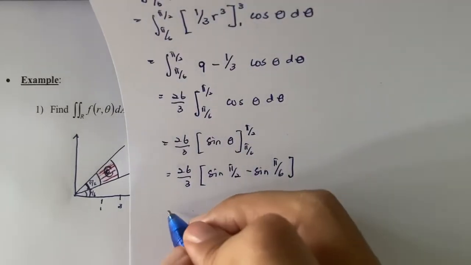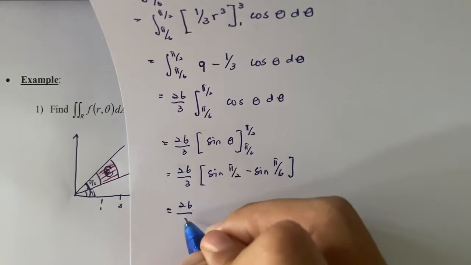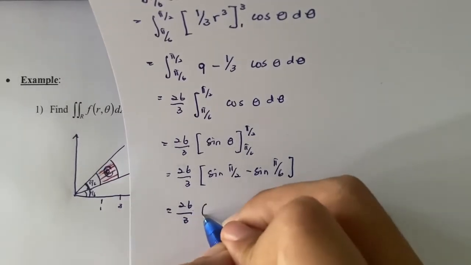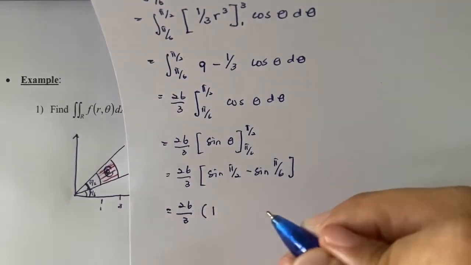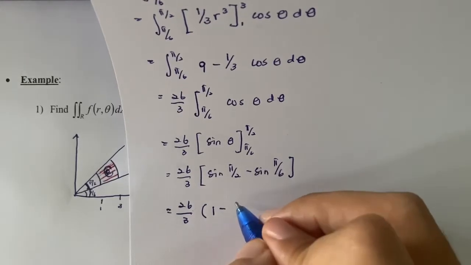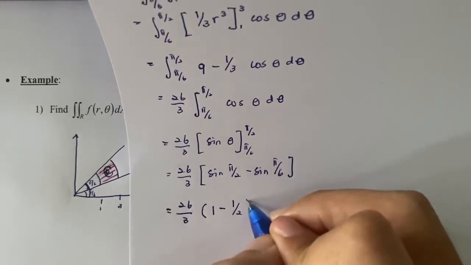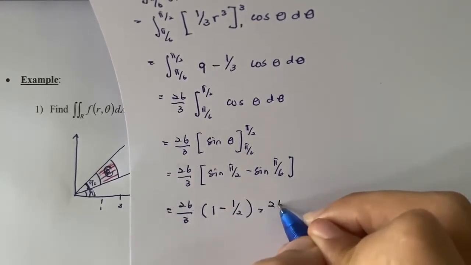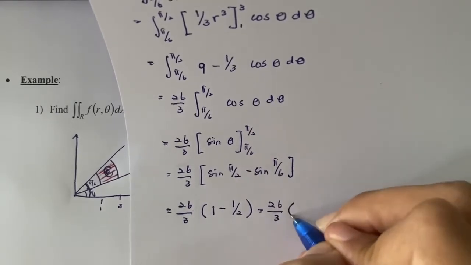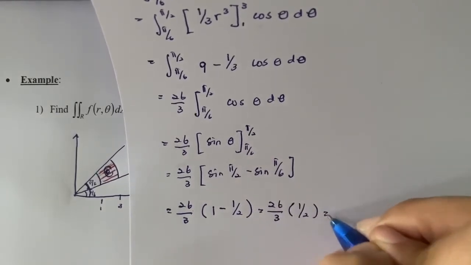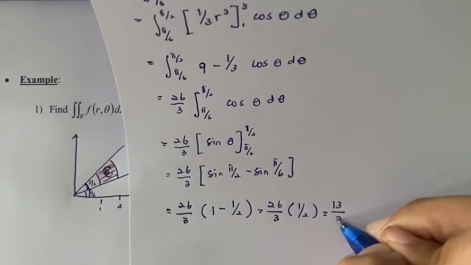And this is equal to 26 over 3. Sine pi over 2 is equal to 1, and sine pi over 6 is equal to 1 over 2. So 26 over 3 multiplied by half is equal to 13 over 3.